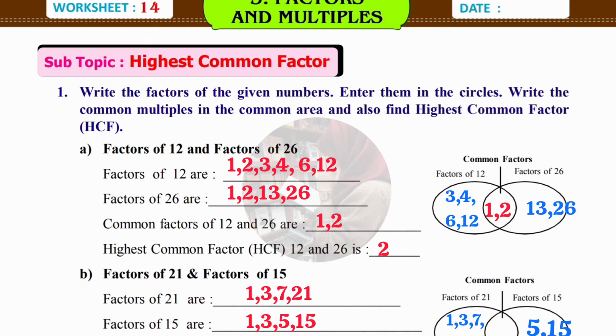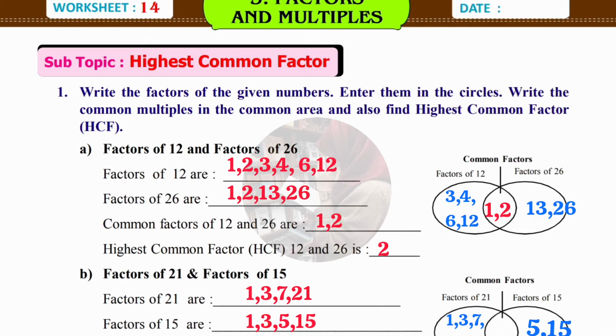Okay, so let's see. The first sum is we have to find the factors of 12 and 26. First write down the factors of 12: 1, 2, 3, 4, 6, 12. Factors of 12 means the number 12 is in which tables. 12 is in the 1 table, the 2 table, the 3 table, the 4 table, the 6 table, and the 12th table also. Then the factors of 26 are 1, 2, 13, 26.